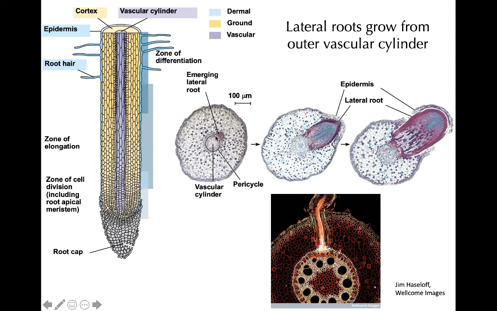Lateral roots, actually, they're going to have to connect to the vascular cylinder, right? Because that's where all the water and minerals go into the rest of the plant, and also where the food comes down into the root.